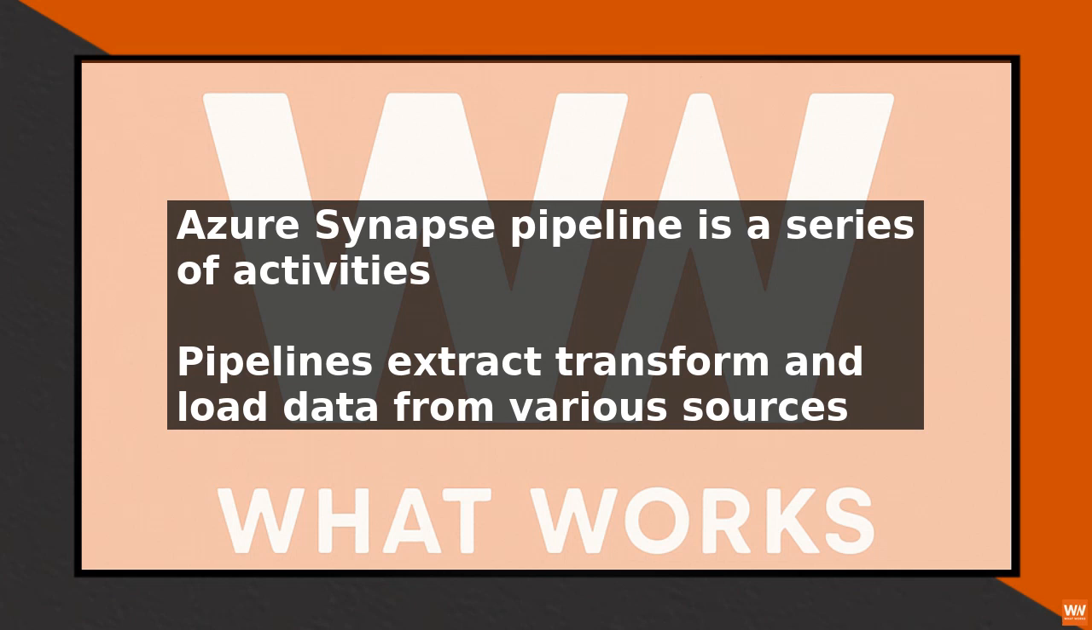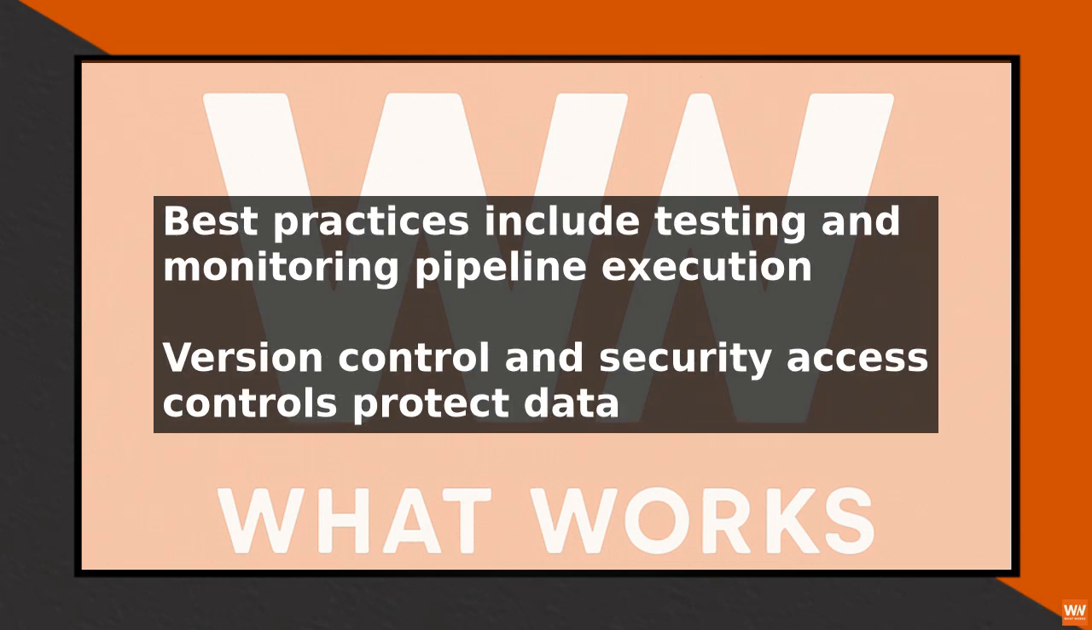Best practices. When working with Azure Synapse Workflow, it is essential to follow best practices such as testing the pipeline before deploying it to production and monitoring the pipeline execution to identify any issues. Additionally, you should use version control to manage changes to the pipeline and use security and access controls to protect your data.